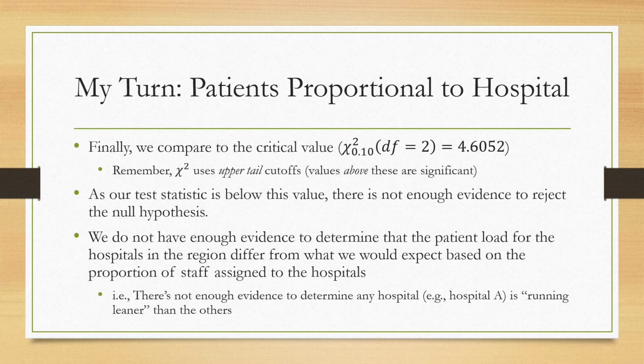Going back to the subtext of our question, is hospital A, our hospital, running leaner? There's not really enough evidence to determine that. It seemed to be running a little bit leaner, right? But when we looked at the specifics, it's not there. We don't have enough evidence to believe that in the population. Now, I do want to talk about this because what I just said, it seems to be running a little leaner.